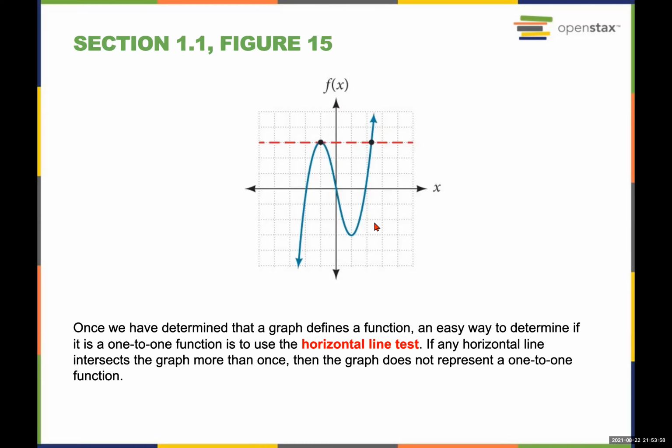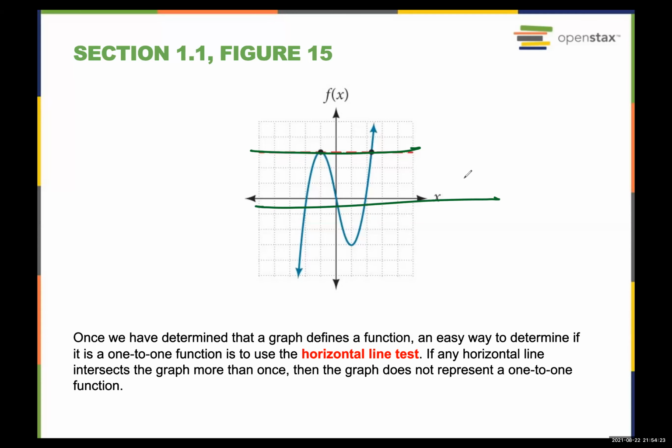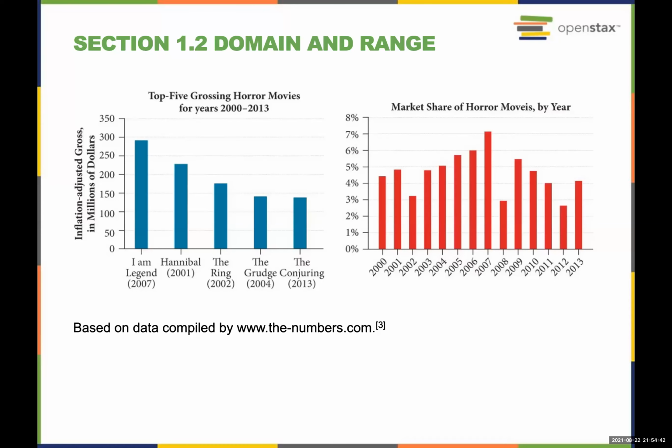Next one is the horizontal line test. Once we have determined the graph defines a function, an easy way to determine if it's a one-to-one function is to use the horizontal line test. If any horizontal line intersects the graph more than once, then the graph does not represent a one-to-one function. Just like this example here, if you draw a horizontal line and you see more than one, like this, or even this, it's even more than one. So it does not represent a one-to-one function. So that is section 1.1.